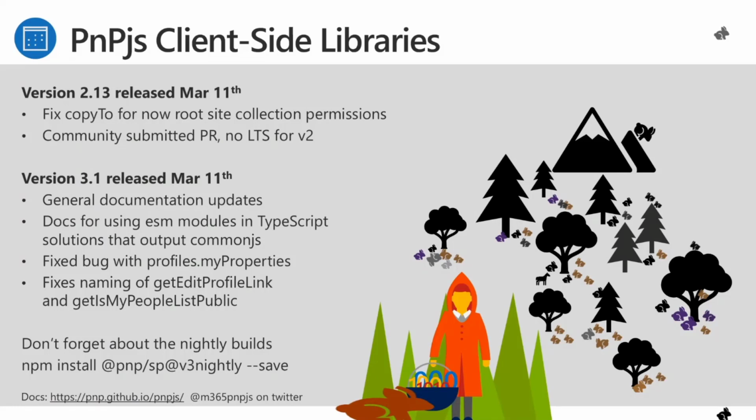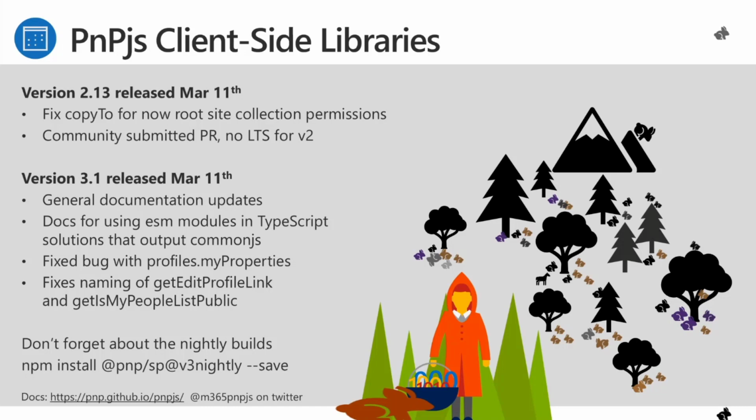So I'm going to go ahead real quick and just cover our PNP.js client-side updates. We did publish a version 2.13 released on March 11th that had a fix. Those fixes now for V2 are going to come from community-submitted PRs. We are not doing any LTS for V2. It's just we don't have the team to really support that right now. But if you find something and want to submit a pull request for V2, happy to merge that and get that out in a future release.